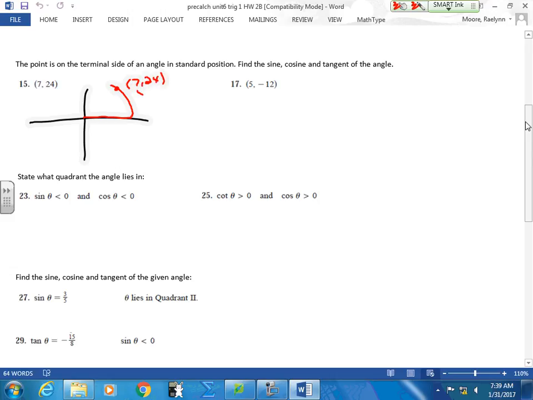This is my x, this is my y. So if I came around my circle, I'd be like that. So this is my terminal side. I drop a triangle, a right triangle. This is my x, 7. This is my y, 24. I have to find my radius. How do I find my radius? Pythagorean theorem. So find me the radius.